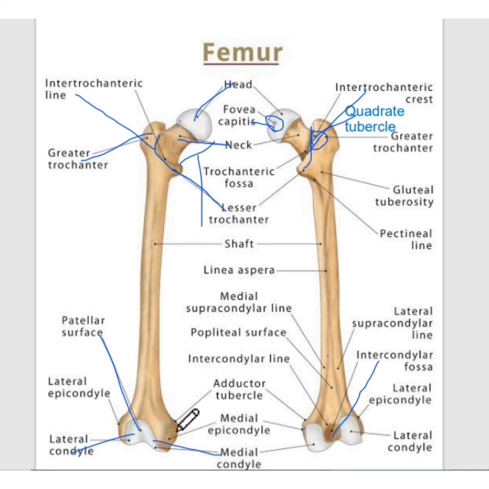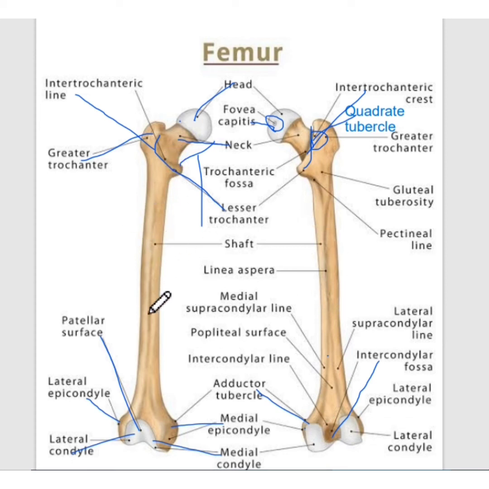And above these two condyles there are two bony prominences which are named the medial epicondyle and lateral epicondyle according to their location. And posteriorly you can see there is a tubercle above this medial condyle. This tubercle is called the adductor tubercle. This adductor tubercle is continuous with this medial epicondyle.